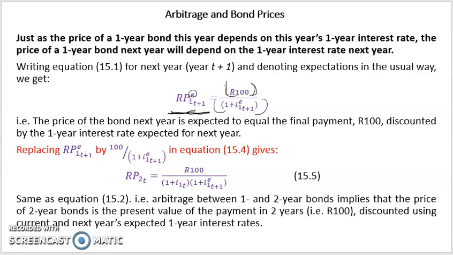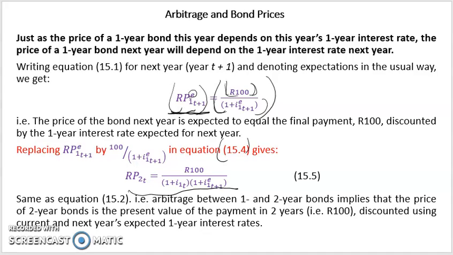So if we replace the expected bond price for next year by its expression in equation 15.4, this is what we get. Equation 15.5 simply tells us that the price of a 2-year bond is equal to the full payment of the bond discounted by the interest rate of this year and the next year, which is the interest rate over the 2 years. This equation is the same as equation 15.2 if you look at it clearly.